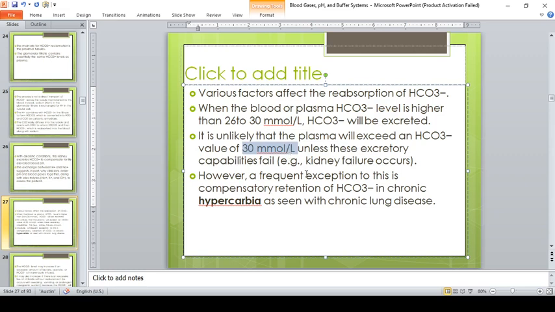However, a frequent exemption to this is compensatory retention of bicarbonate in chronic hypercarbia, as in chronic lung disease. So what does this mean, guys? Even if the level goes beyond 30 millimole per liter, in chronic hypercarbia there is still retention. The body still keeps the bicarbonate even though its level is already higher than 30 millimole per liter.